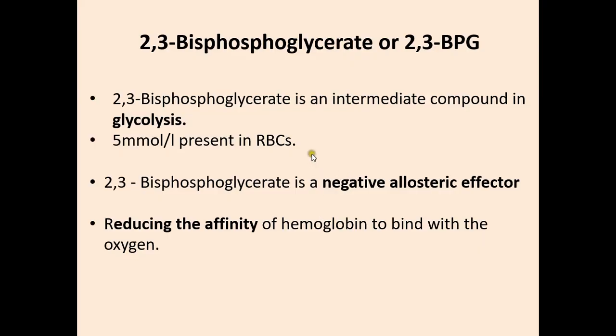Now next, the effect of 2,3-bisphosphoglycerate. 2,3-bisphosphoglycerate is an intermediate compound in glycolysis in the red blood cells, and normally it is present in the RBCs at 5 millimole per liter. 2,3-bisphosphoglycerate is a negative allosteric effector. What do you mean by negative allosteric effector? It decreases the affinity of hemoglobin towards oxygen after binding, so reducing the affinity of hemoglobin to bind with oxygen.